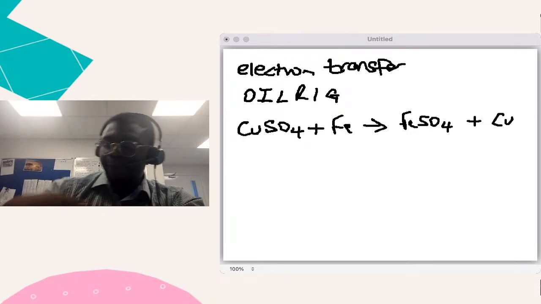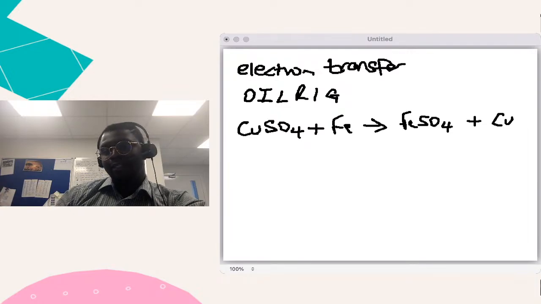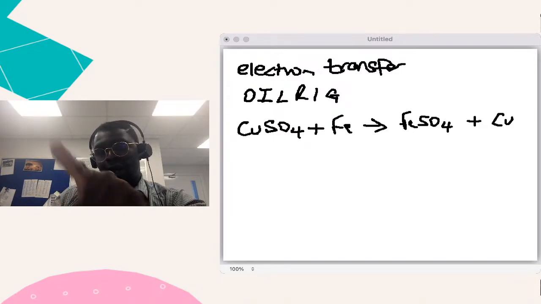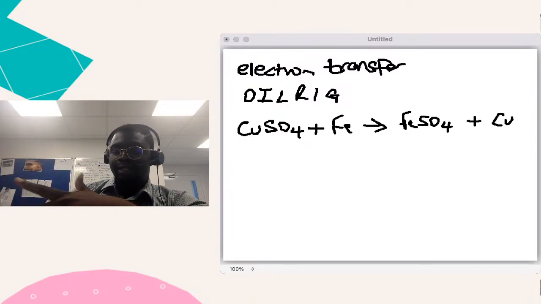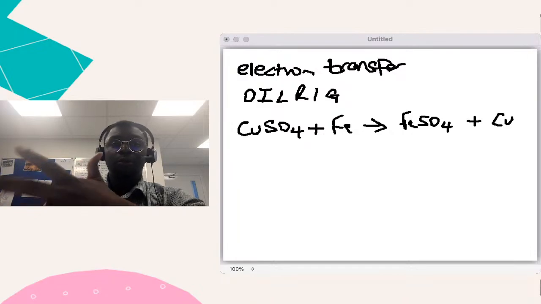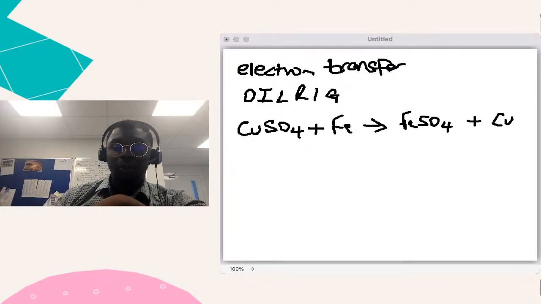So we can do that here. We can break up copper sulfate into individual ions, and we can break up iron sulfate into its individual ions. Now, we can't do that with the iron on its own and the copper on its own because they're just elements. They're just atoms, so there are no ions to break it up into. But we can apply the same thing with the copper sulfate and the iron sulfate, respectively.